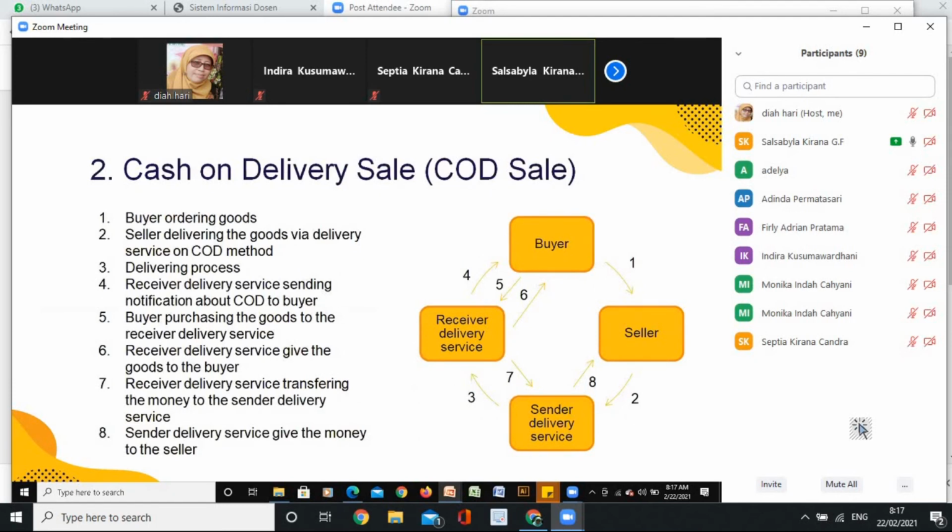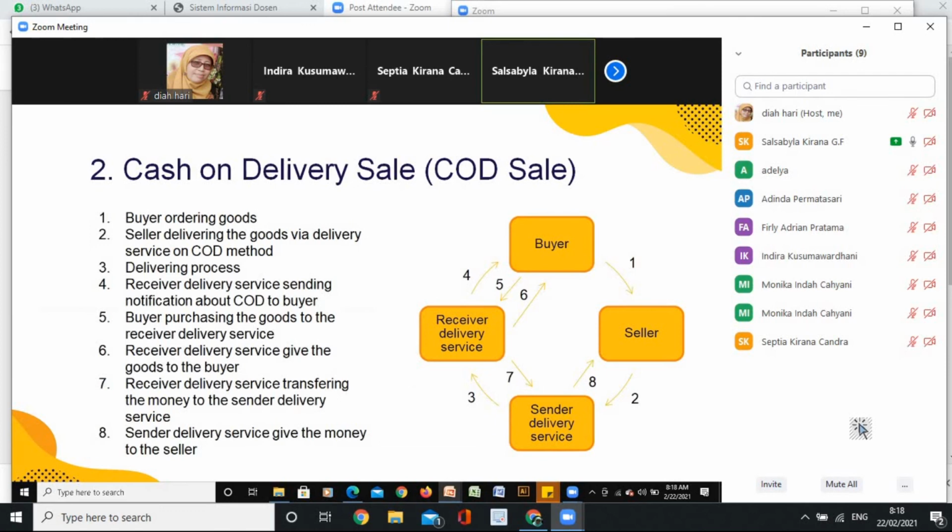The second is cash on delivery sale. We all know this because we usually use it in marketplaces such as Shopee or Tokopedia. Cash on delivery means we buy something, but we pay for that item when it is delivered to us.